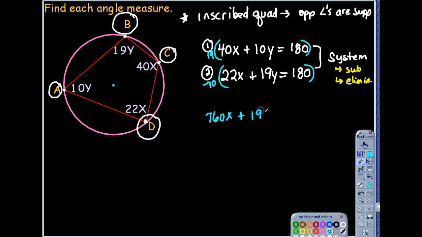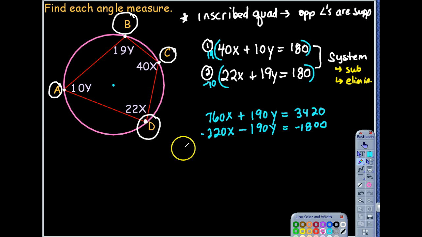19 times 10 would be 190. Y is equal to, and 180 times 19 is going to give us 3,420. All right. And the bottom one? That's going to be a little bit easier. So we're going to have -220x minus 190y is equal to -1,800. Sorry, I was missing something there. There we go.